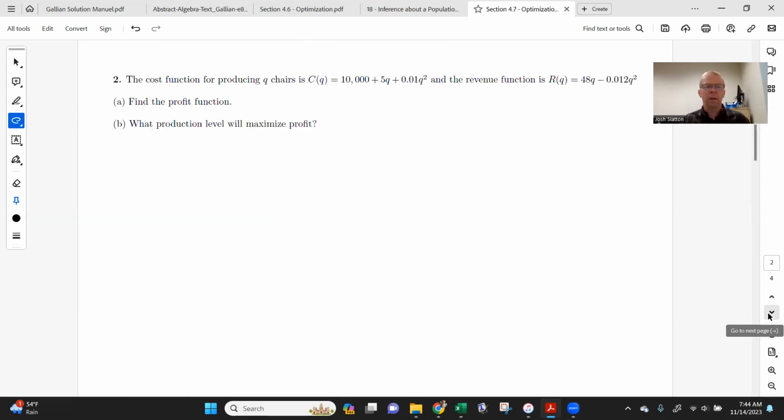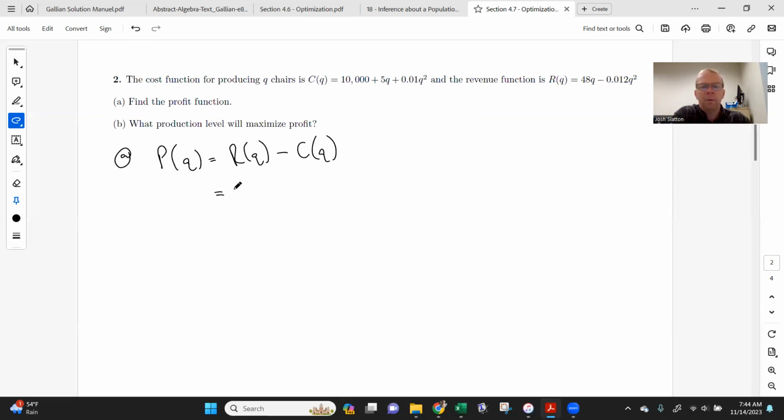And number 2, I think, is as long as you know what the profit function is and how to get it, this one's pretty straightforward too. So the cost of producing Q chairs is given by that function. Revenue is given by this function. Find the profit. So the profit, P of Q, is R of Q minus C of Q.